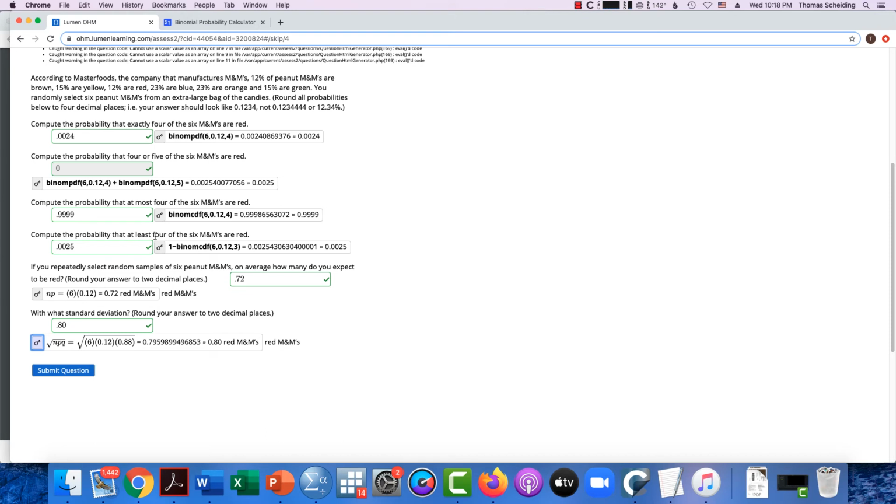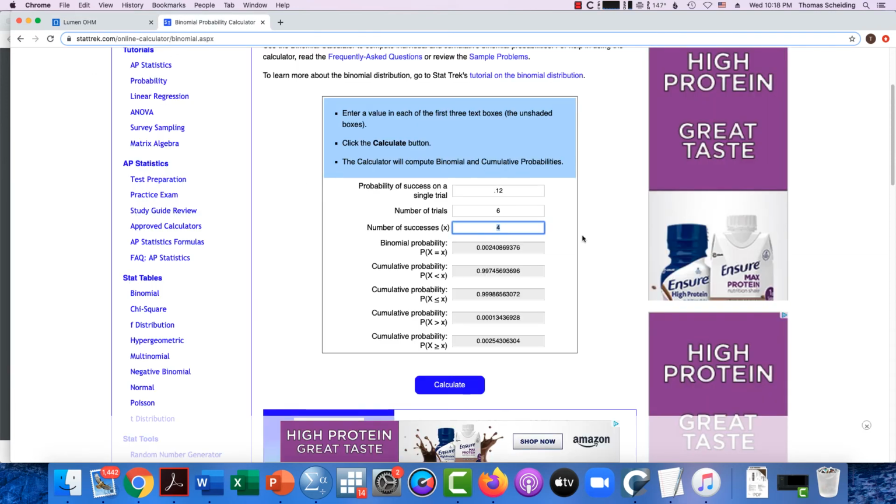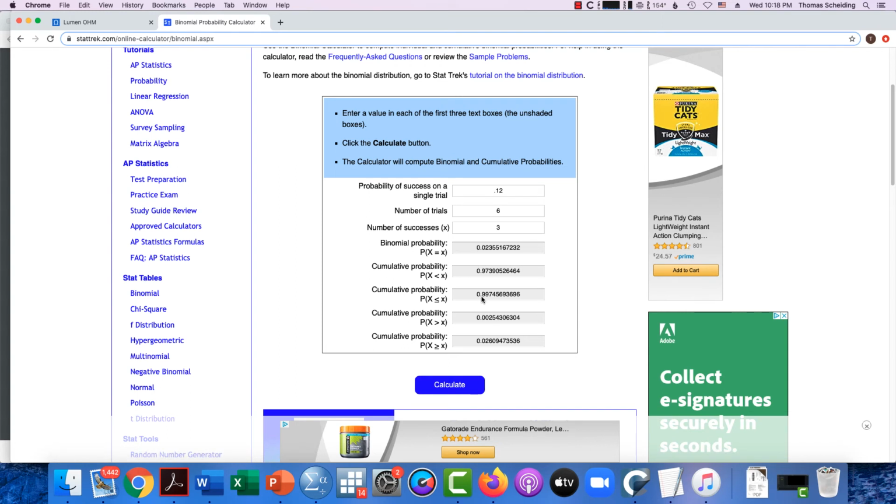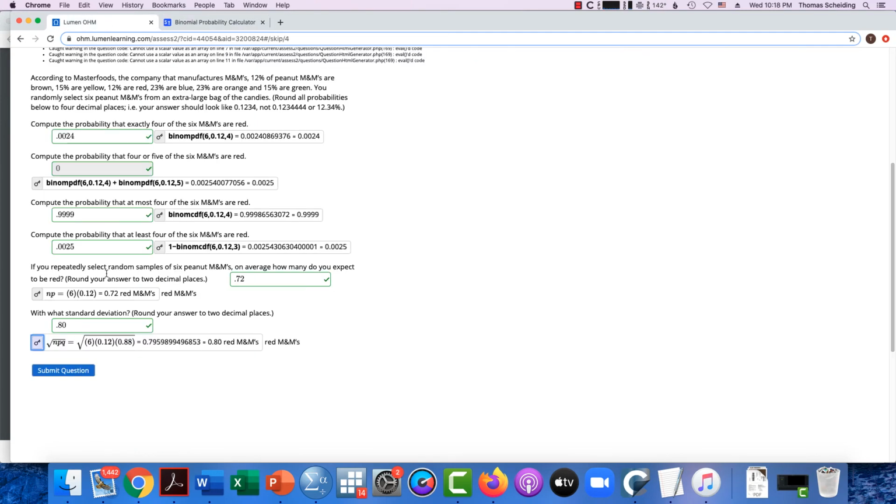Probability that at least 4 of the 6, well, that's going to be 1 minus this answer, which leaves me with 0.0025. Sorry, at least, sorry. Now I'm going to be 0.9975. Leaves me with 0.0025.